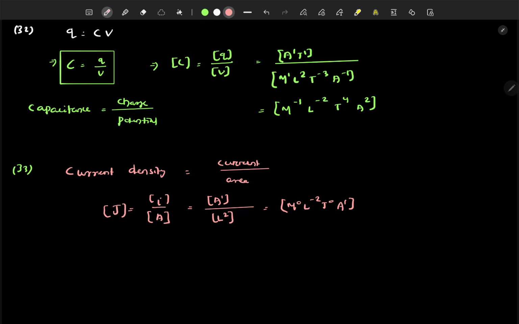So like this you can find the dimensions of different derived physical quantities with the help of the dimensions of fundamental quantities. And what is dimension? It is the powers of the fundamental quantities to which they are raised to obtain the physical quantity. This is the meaning of this concept.